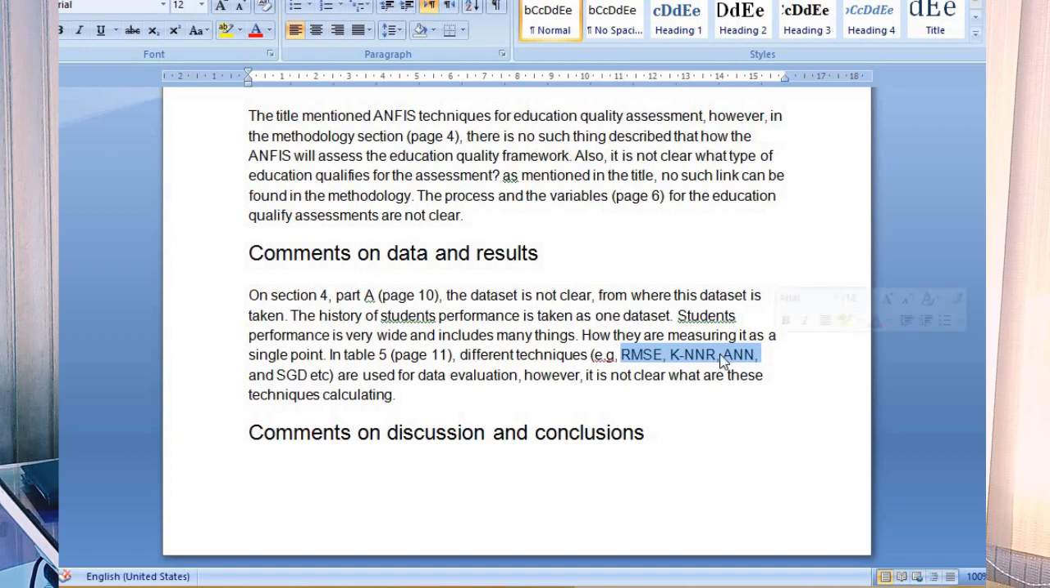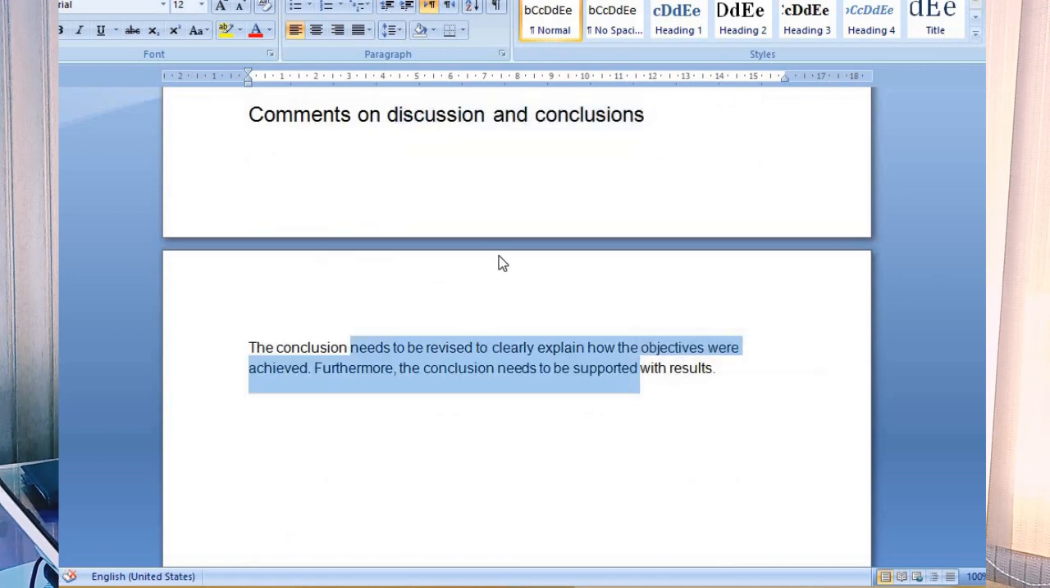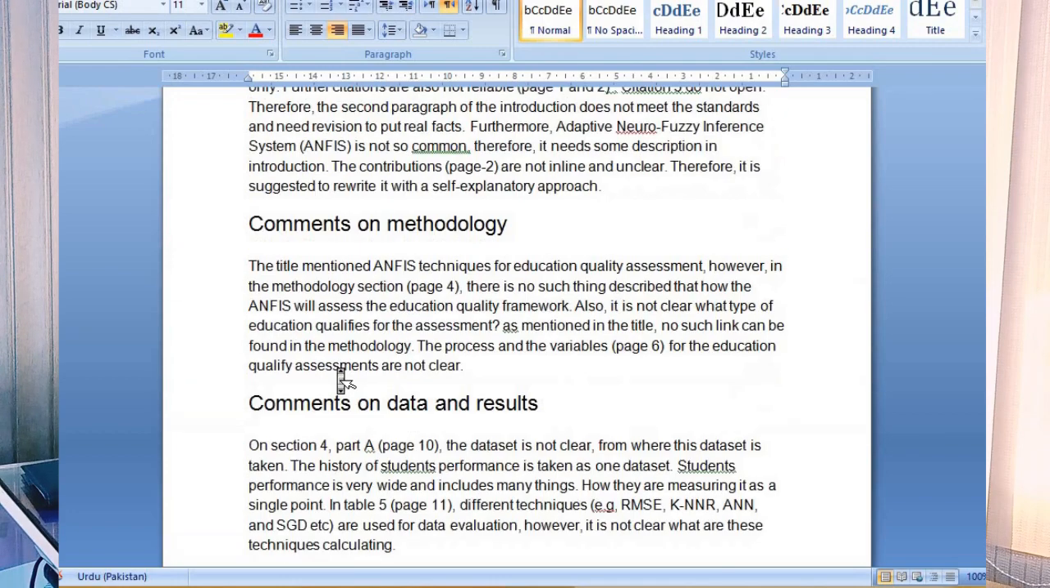And if you think there are some techniques which are not clearly defined and new people will find them difficult, then you have to clearly write it here. And similarly, comments on discussion and conclusion. If you have any comment or suggestion on the conclusion, then you have to write it there.